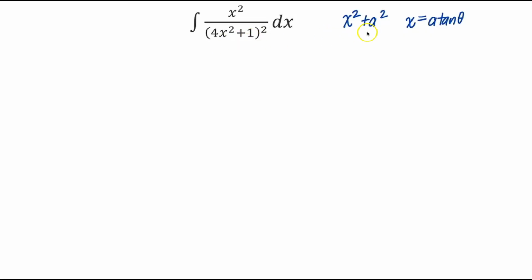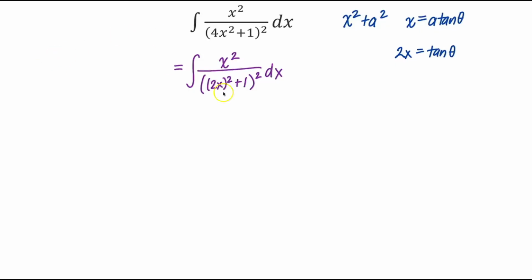So what we can do instead is think about 4x squared as 2x quantity squared. So in other words, I can think about this as x squared over the quantity 2x squared plus 1 squared dx. And then I'm going to let 2x be equal to a, which is 1, so 1 tangent theta. So in place of x, I have a 2x.